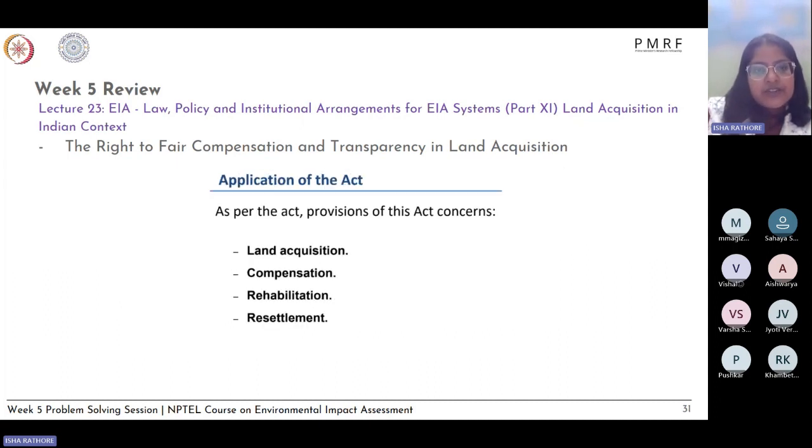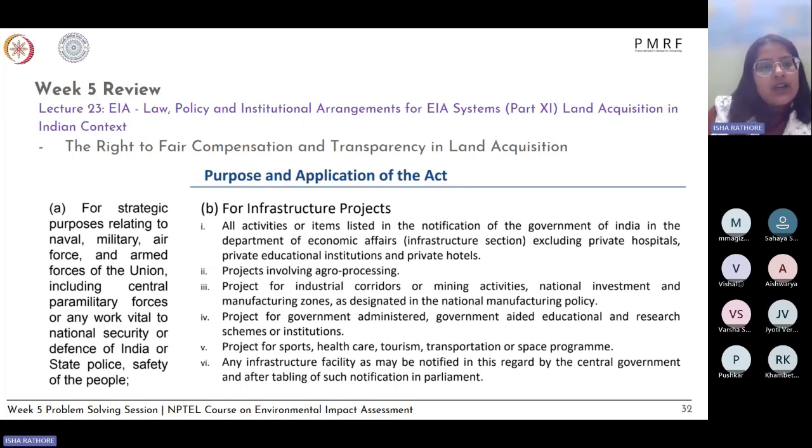So, for the application of the Act, this Act concerns land acquisition, compensation, rehabilitation, and resettlement. These are the four key applications of how the Act proceeds. For land acquisition, you can have different types of projects. The first type, A, is for strategic purposes relating to naval, military, air force, and the armed forces of the Union, including the central paramilitary forces or any work vital to national security or defense of India or state police, safety of the people. So this is the first category of projects which can claim land acquisition.